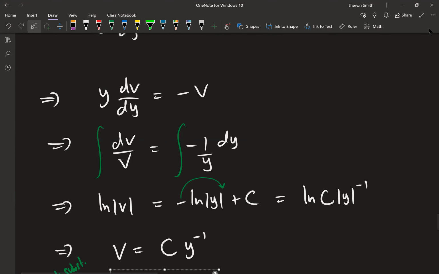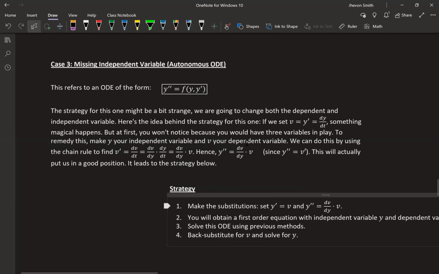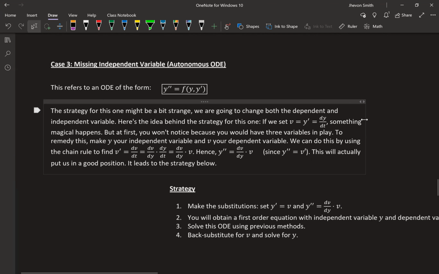Why is there a v in the y double prime? Oh, I mentioned that in the notes here. If my v is dy/dt, then I can think of dv/dt, which is the y double prime, as dv/dy times dy/dt. And the dy/dt is the original v. And so that's where I got the dv/dy times v from. It's an application of the chain rule. We did that early on. It's hidden in these substitutions. But I derived the substitution here.